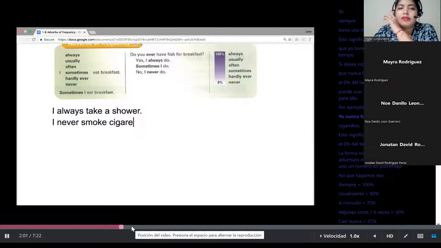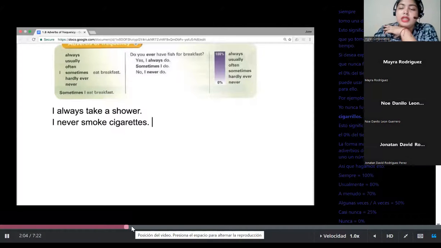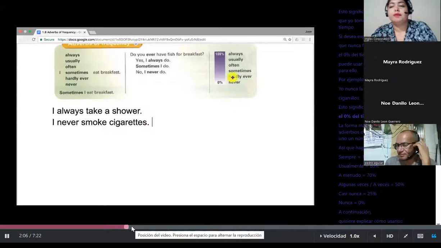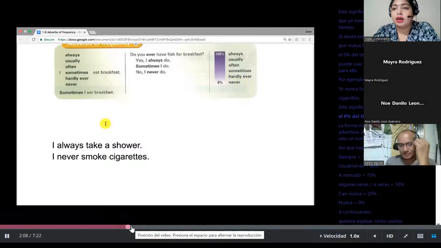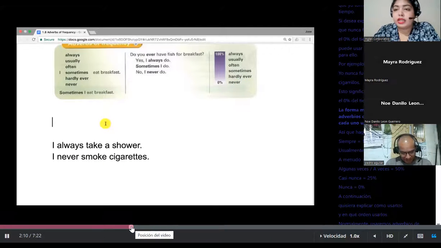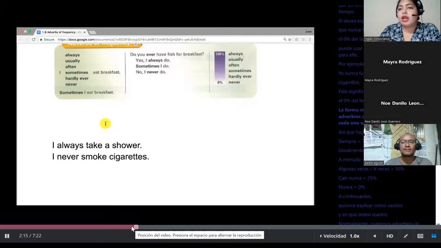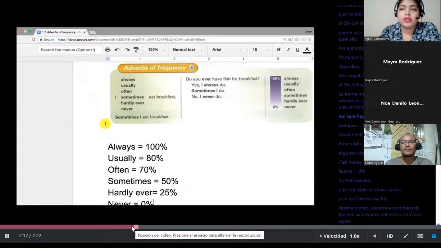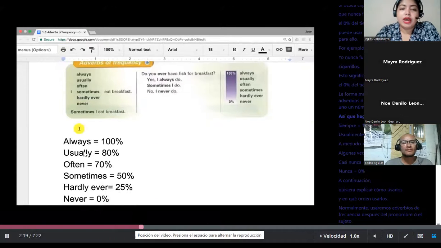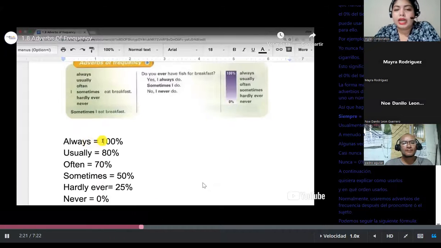Then we have, I never smoke cigarettes. That is another kind of sentence, another kind of structure that we can use for this topic, that we have one of the positive words and one of the negative words. And we have here this one that is an example of the percentage that we can find in this topic.